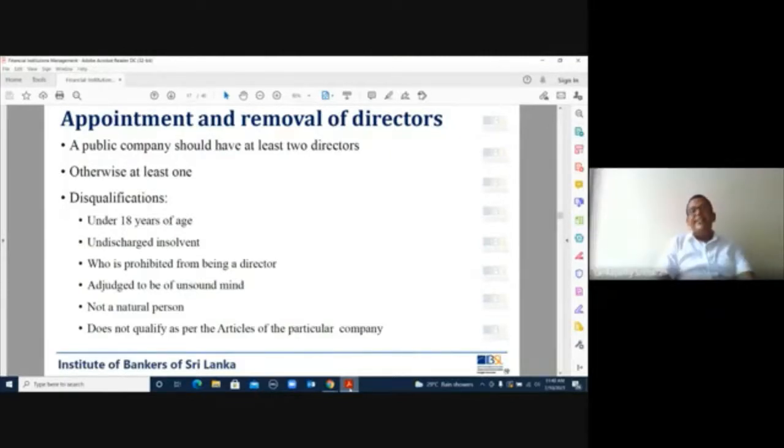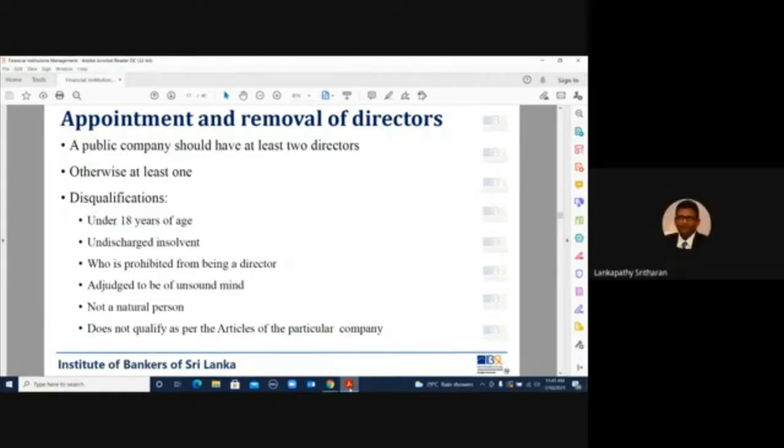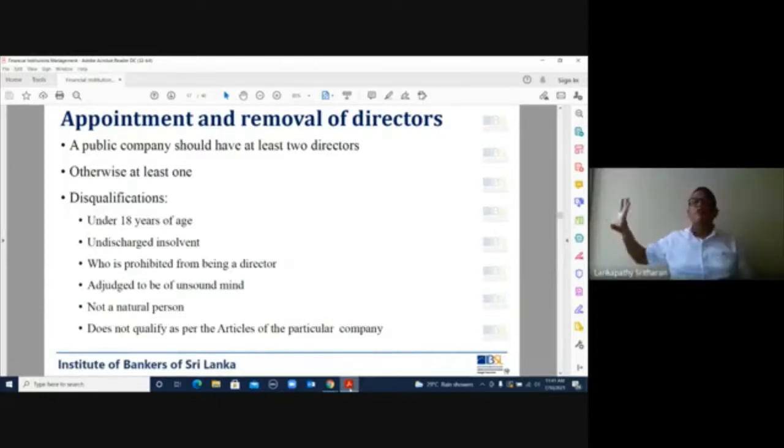And who is prohibited from being a director? There are some circumstances where regulators may say that a particular person cannot become a director of a particular company. For example, you may study in later sessions, not today's, that when appointing a director in a bank, they have to get a fit and proper test clearance from the central bank. But for certain directors, the central bank prohibits the appointment, because the person may have been involved in illegal activity or fraud in other companies or financial institutions. So that person has been listed as a blacklisted person.